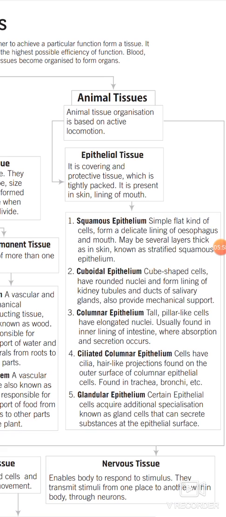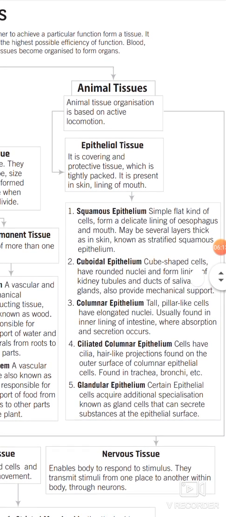Plants have to stay at one particular place. They cannot move from one place to another, whereas animals have locomotion, and along with locomotion, animals are doing other functions also. So animal tissues are totally different from plant tissue. Animal tissue organization is based on active locomotion, as I already told you, dear students, because animals can move from one place to another.